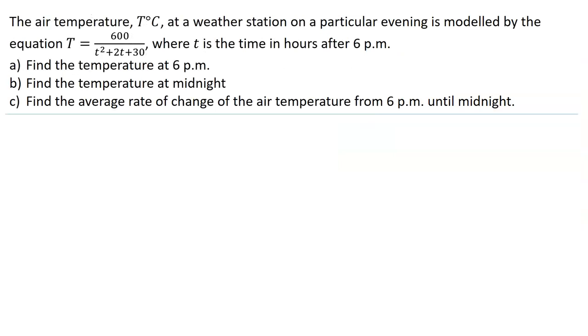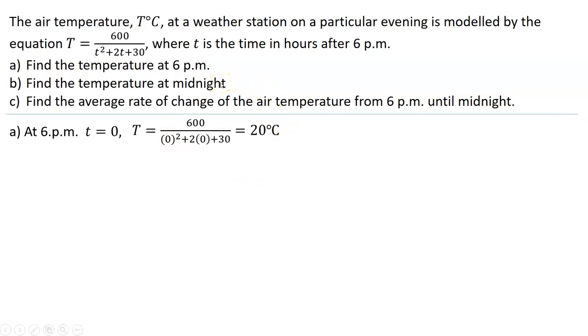Let's have a look at an example. I'll give you a moment to read through the information. Okay then, so to find the temperature at 6 p.m. At 6 p.m. our time is equal to 0. So we just substitute t equals 0 into our equation up here and we get 20 degrees.